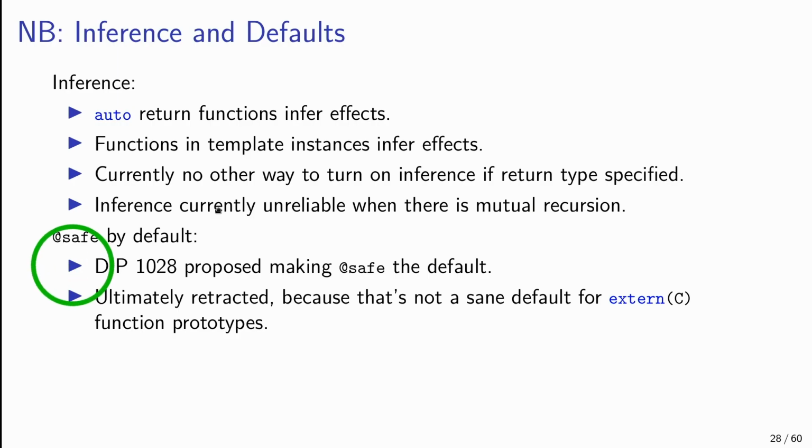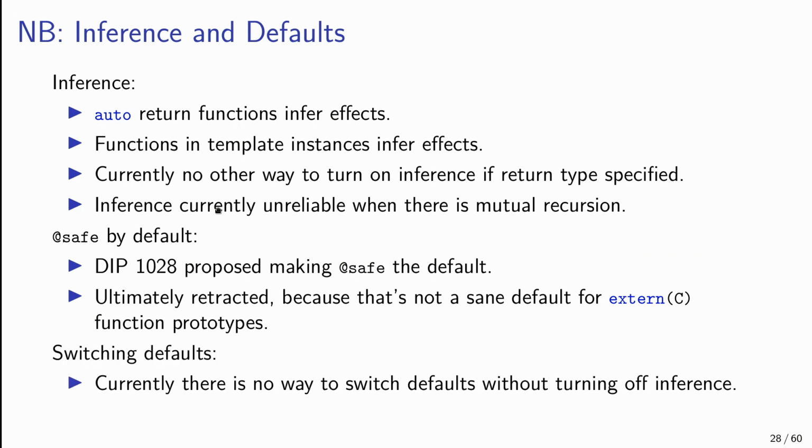So there was TIP 1028, and it proposed making safe the default. Ultimately it was retracted because safe is not the default for external C function prototypes. Personally, I think you should not be able to annotate external C function prototypes safe at all, but that's not what the language does at the moment. One point that we certainly could address anyway is that it would be nice if there was a way to switch defaults without disabling inference.